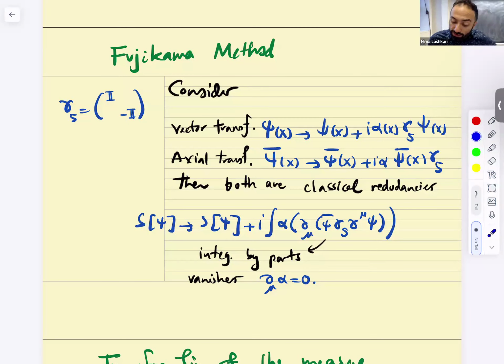They're both redundancies of the classical action. And if you vary the action, you get this term, but then use integration by parts and the fact that del mu of alpha is 0, you get a boundary term that vanishes. Keep this in mind, right? When we say the action is gauge invariant, or in the case of global symmetries, you're always discarding a boundary term. That's important.